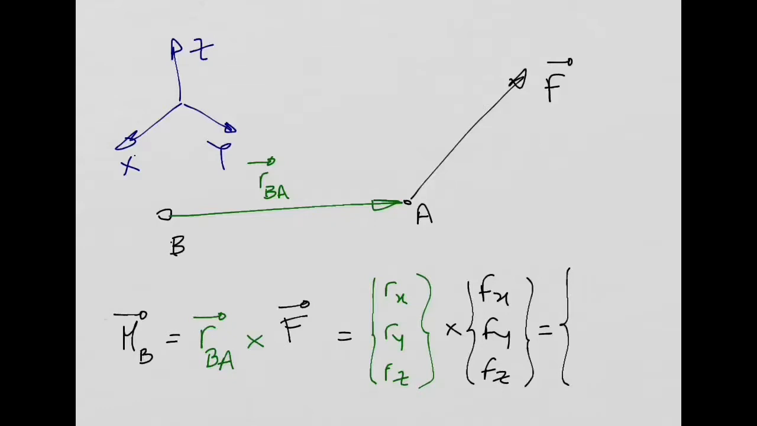So the first thing I do is I consider this cross product here. So for the x component, I consider this cross product, right? So I will have RYFZ minus RZFY. This is my x component.